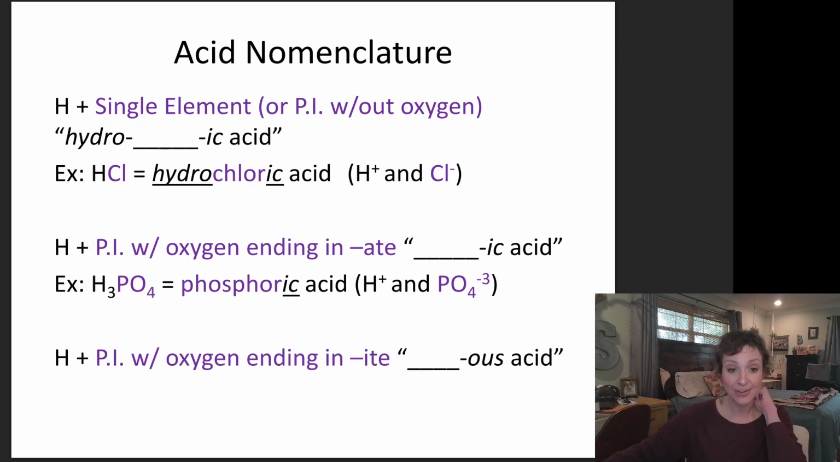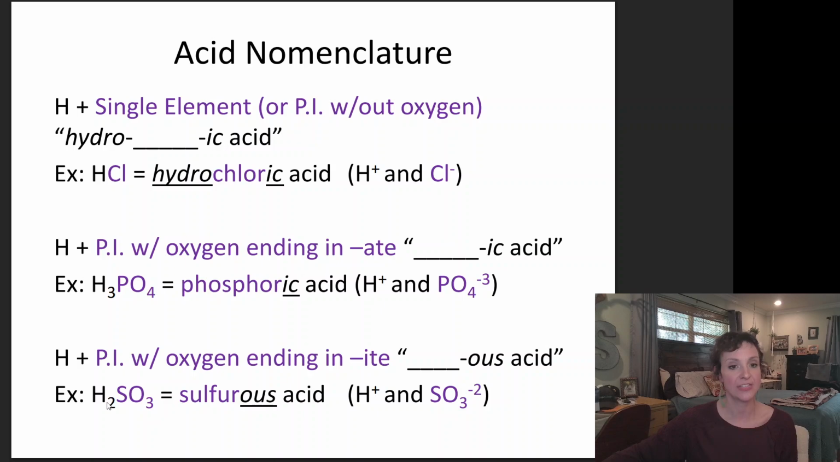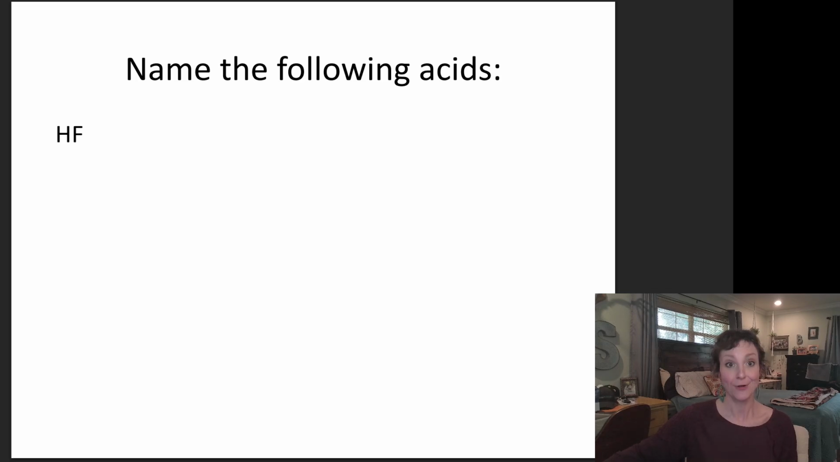And if I have a polyatomic ion with oxygen that ends in ite, I think, a delicious bite, which means ite endings get turned into ous. So here, this is the polyatomic ion sulfite, so I turn it into ous: sulfurous acid. Let's see if we can do some of these together. Let's practice naming.